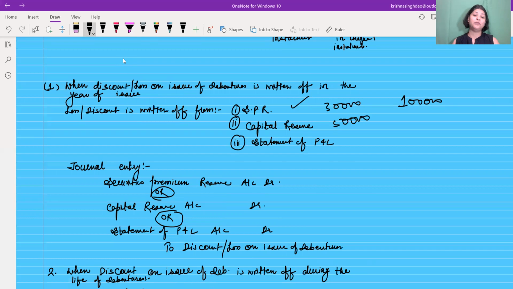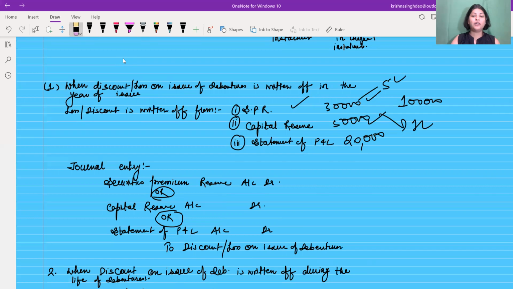Because when this problem arises, like in this question, we will have to utilize both of these and the statement of profit and loss as well: 30,000, 50,000. And after that also, there will be 20,000 left, which we are going to take from the statement of profit and loss. But for example, here it was 5 lakh rupees and here it was 1 lakh rupees. Then what order would have been preferred by you? So for that reason, you need to take the clearance once.